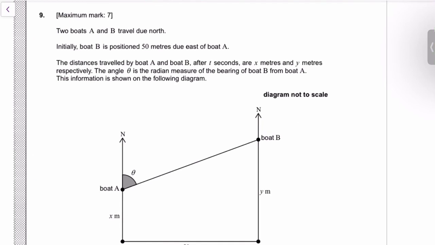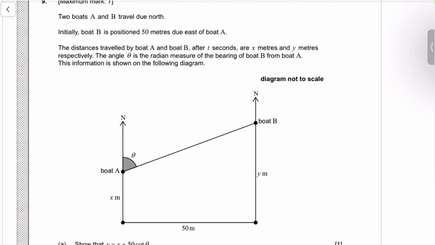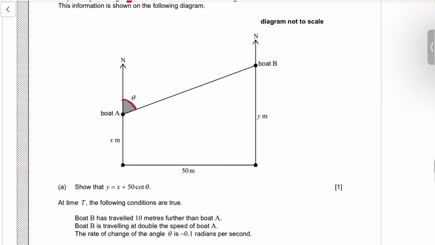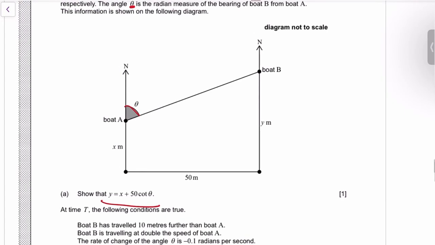Boat B is initially 50 meters due east. The distances travelled are x and y, and the angle of the bearing is theta, so this angle is theta, and so on. Find this. It may not be obvious, but once I tell you, you'll find it easy.